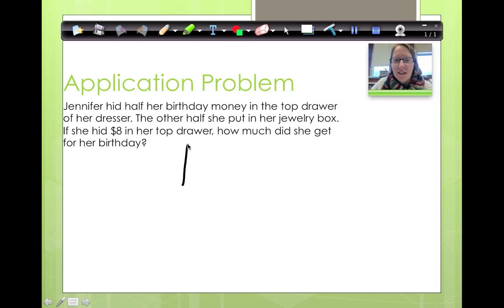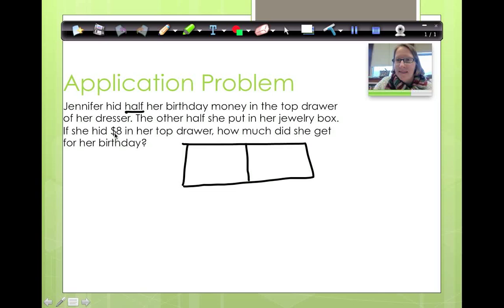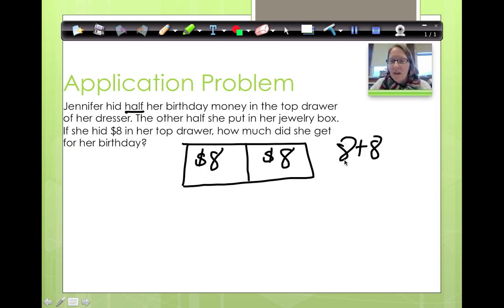I'm going to draw a picture. And I'm going to cut it in half because it said half. All right. So half of her birthday money in the top drawer. And that was $8. Okay. Well, how much did she get? What would the other half be in her jewelry box? Well, it would be the same because a fraction is the same size, right? So 8 plus 8. 8 for her drawer, 8 for her jewelry box. What did she get? $16. So let's write a statement.